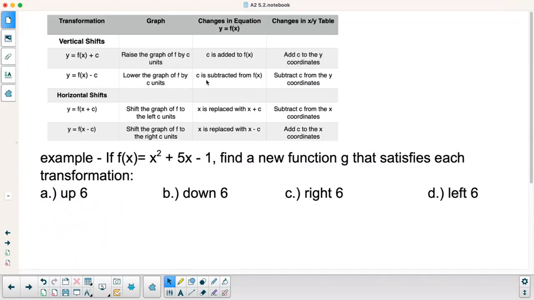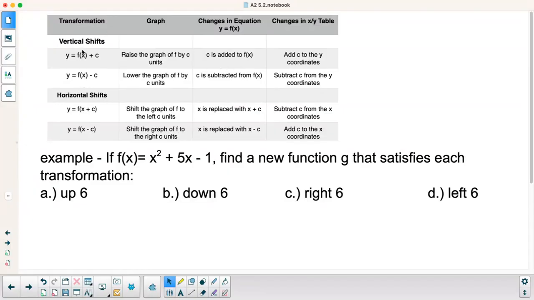I would recommend pausing the video here and jotting this table down somewhere in your notes. This is not in your book. This is something that I've used over the years, and I think it's very helpful. So go ahead, pause the video and jot this down.